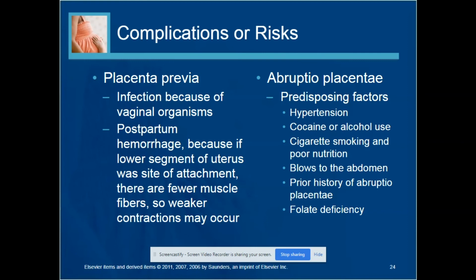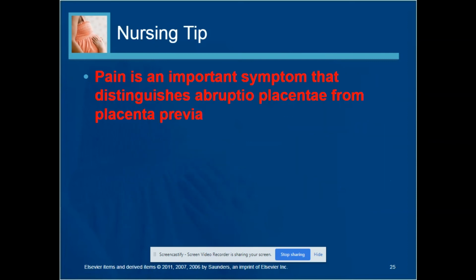Abruptio placentae, predisposing factors. So things that may increase the patient's risk for this are hypertension, cocaine or alcohol use, cigarette smoking or poor nutrition, blows to the abdomen, so trauma, history of abruptio placentae. Maybe they just can't make a placenta that works, or folate deficiency.